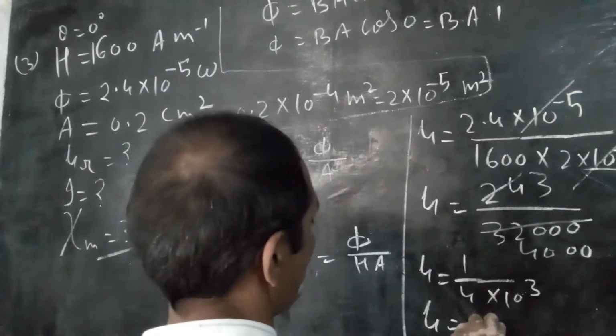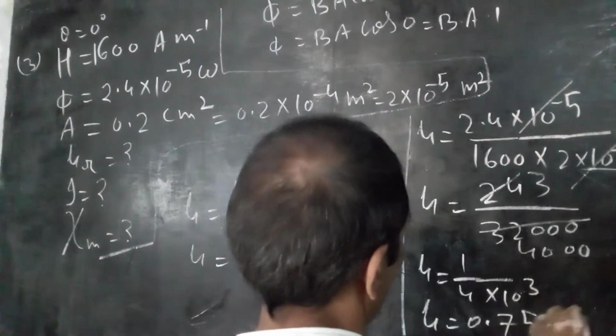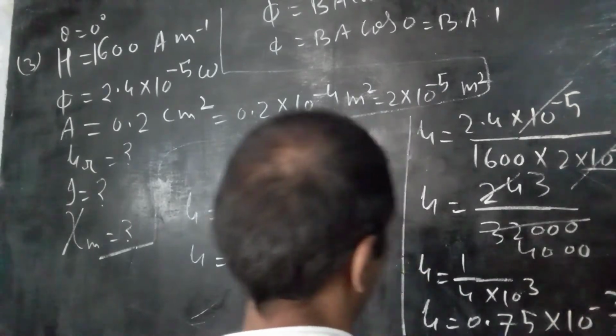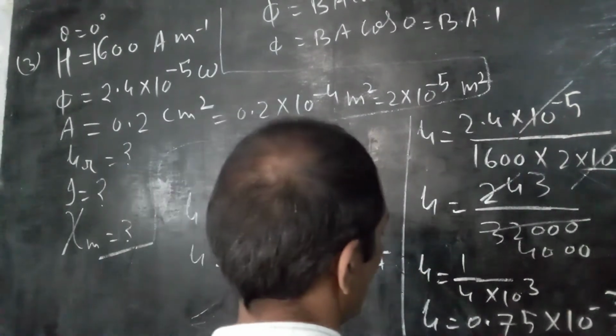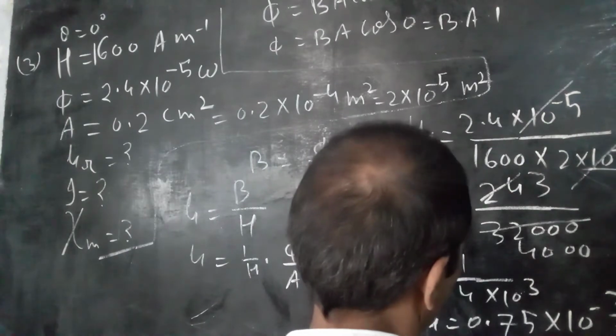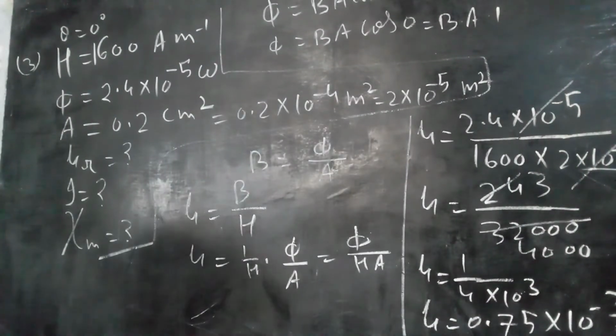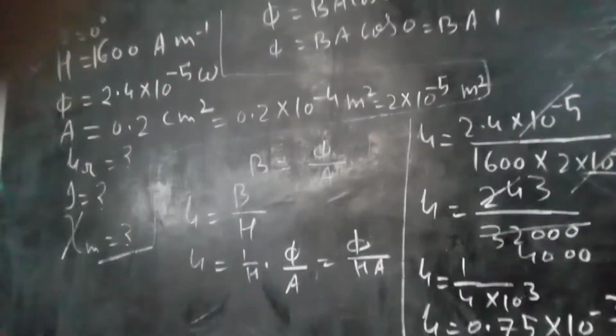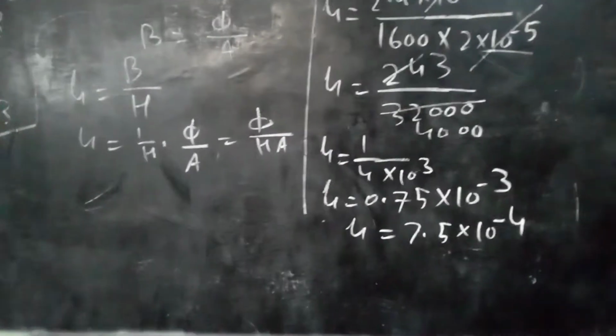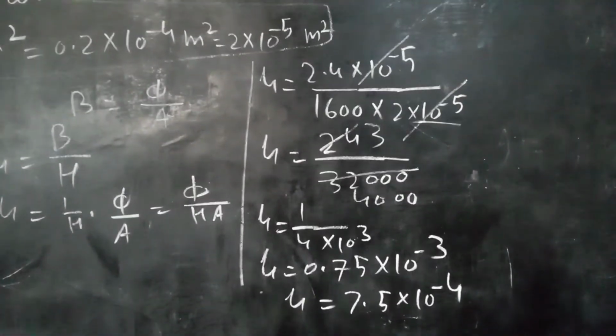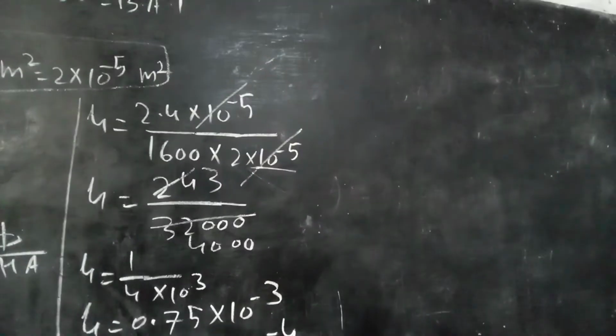So mu is equal to 0.75 into 10 raised to power minus 3. So mu is equal to 7.5 into 10 raised to power negative 4. So this is the permeability of the material.